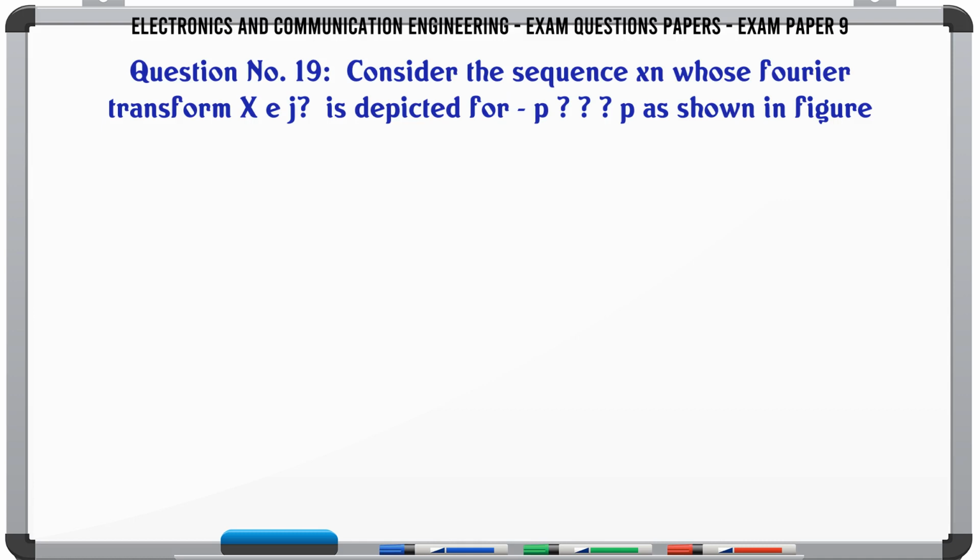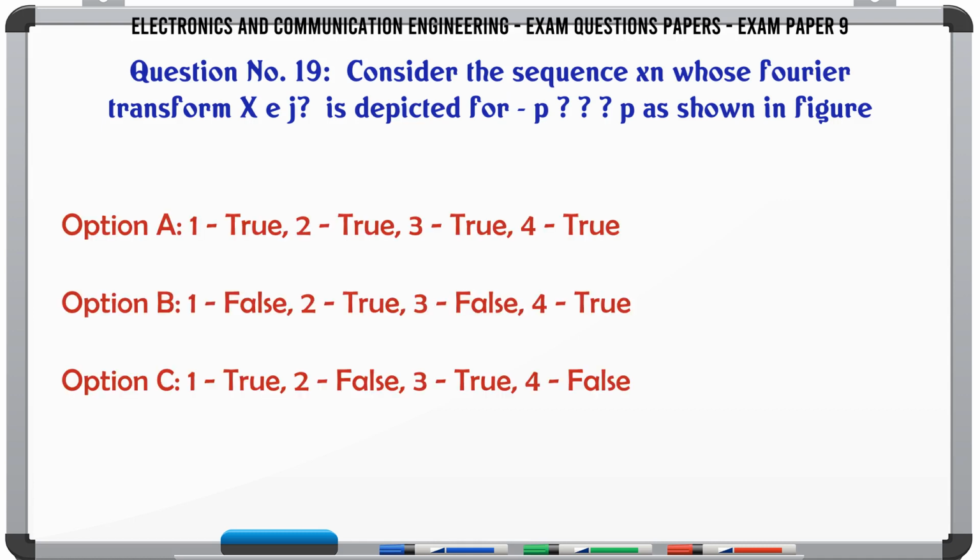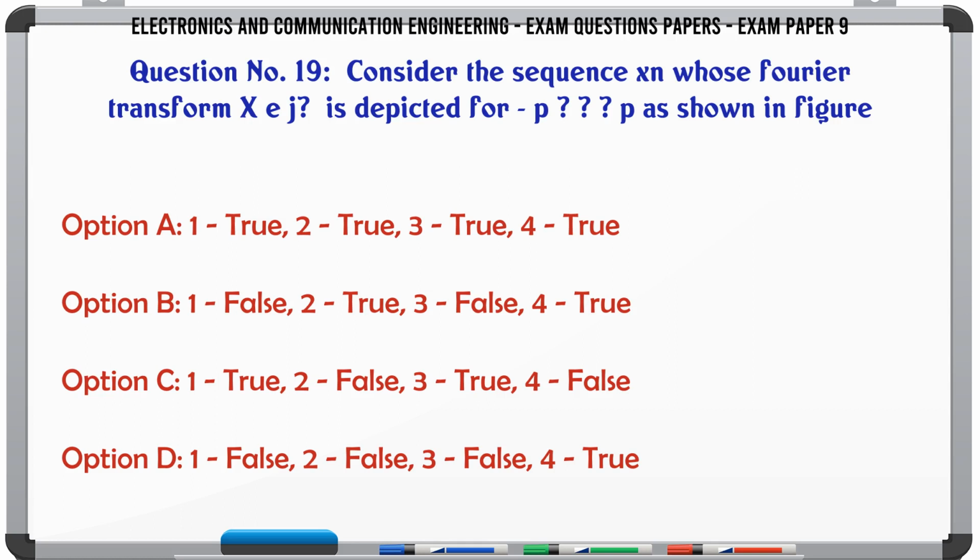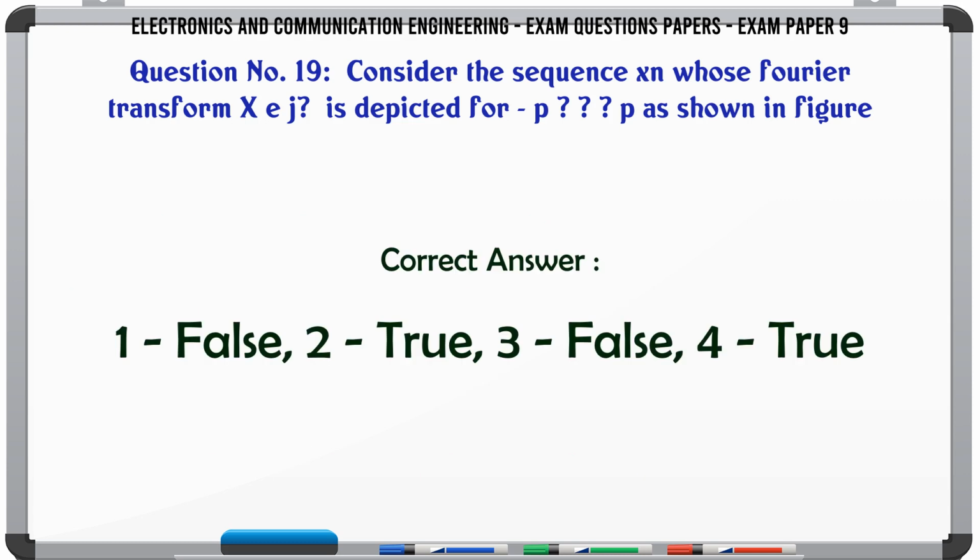Consider the sequence x[n] whose Fourier transform X(e^jΩ) is depicted as shown in the figure. A: 1 true, 2 true, 3 true, 4 true. B: 1 false, 2 true, 3 false, 4 true. C: 1 true, 2 false, 3 true, 4 false. D: 1 false, 2 false, 3 false, 4 true. The correct answer is 1 false, 2 true, 3 false, 4 true.